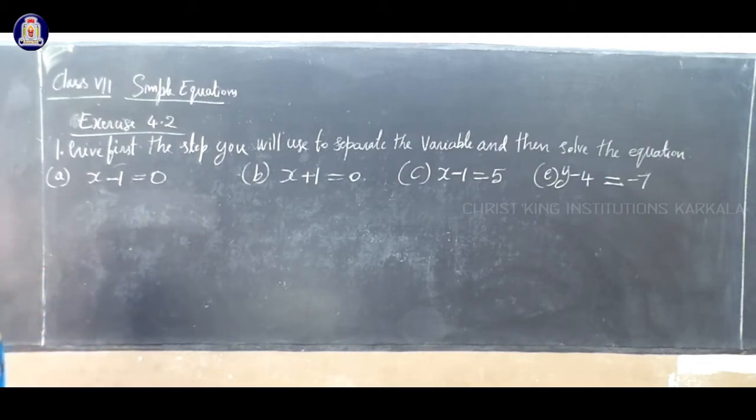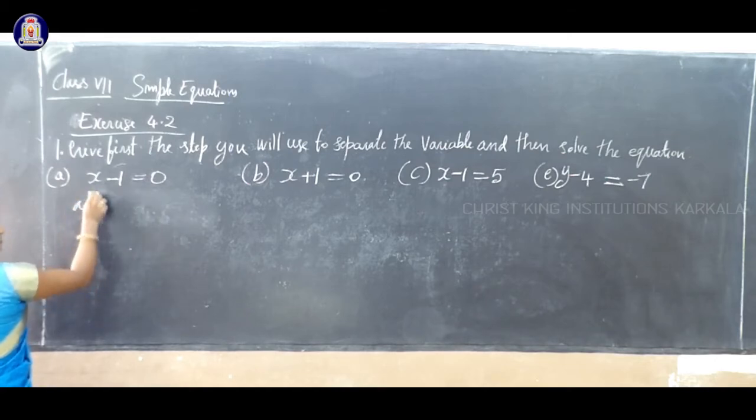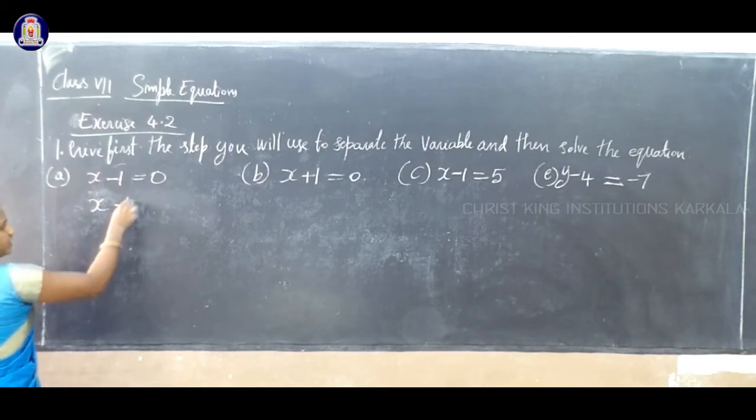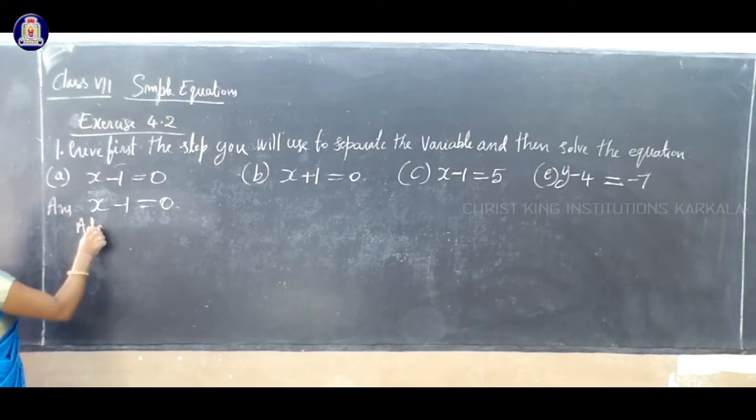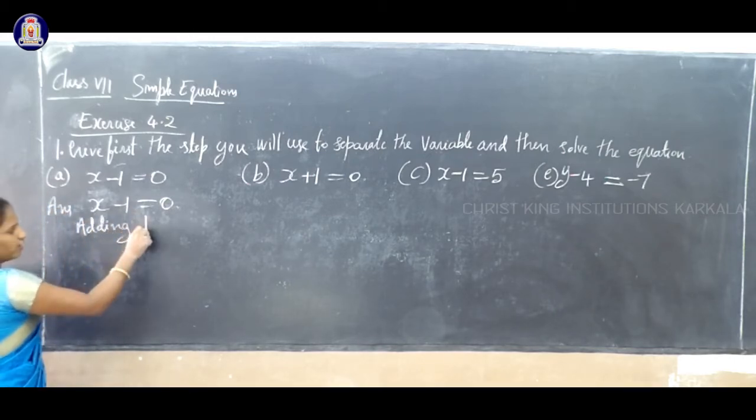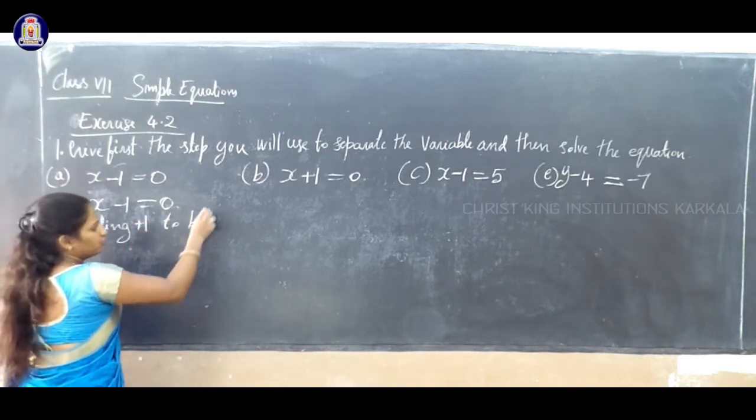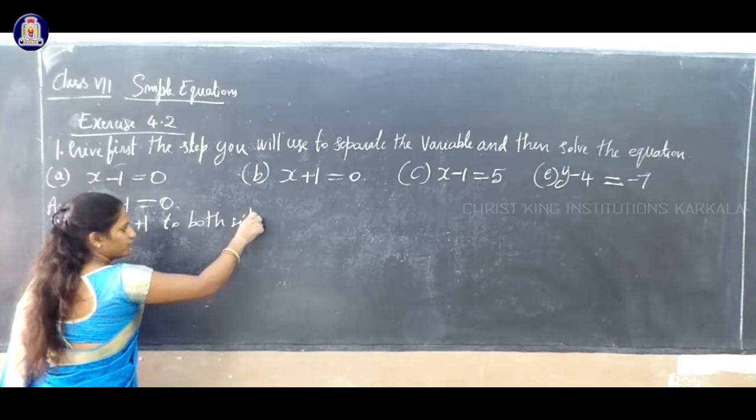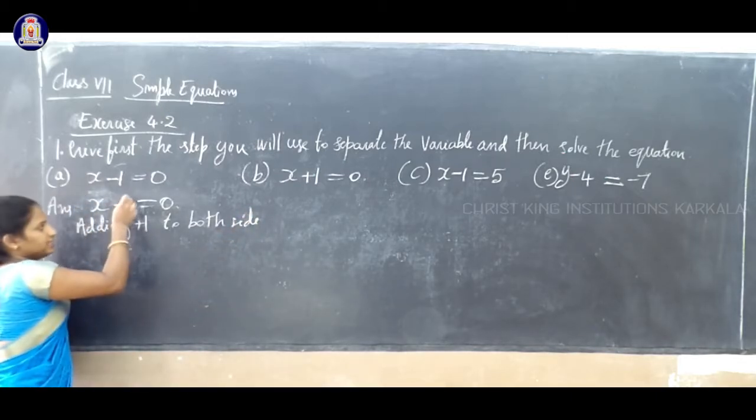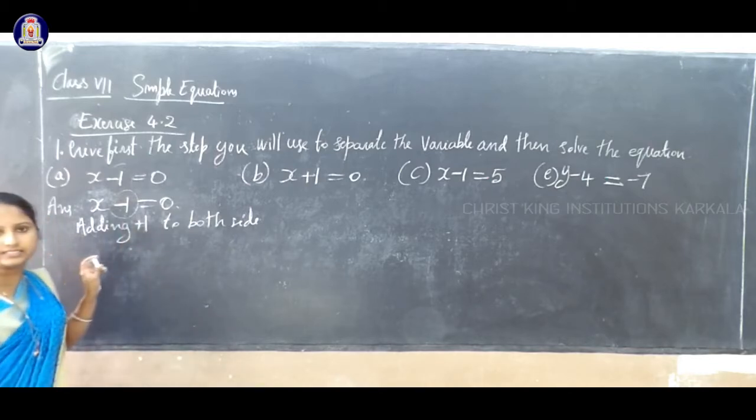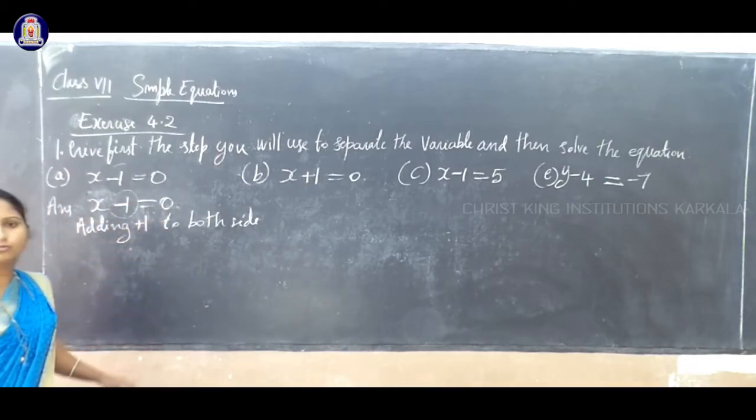Adding plus 1. If you want to write it in question, x minus 1 equal to 0, write like this. Adding 1 to both the sides. Why plus 1? Because see, your question here is x minus 1 equal to 0. So you have to add plus 1 to both the sides.